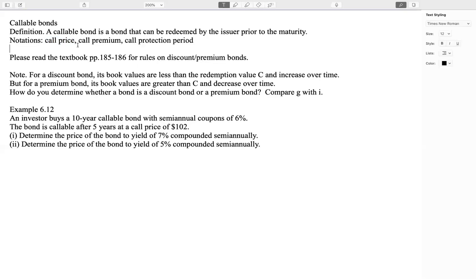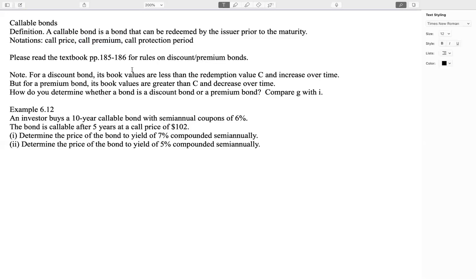In most cases, the call price will be bigger than the redemption value. So let's say the redemption value is $100. The bond issuer might need to pay, let's say, $110 to call it earlier. In that case, 110 is the call price, and the difference, $10, is the call premium, the cost to the issuer to call it earlier, right? Otherwise, they need to wait.